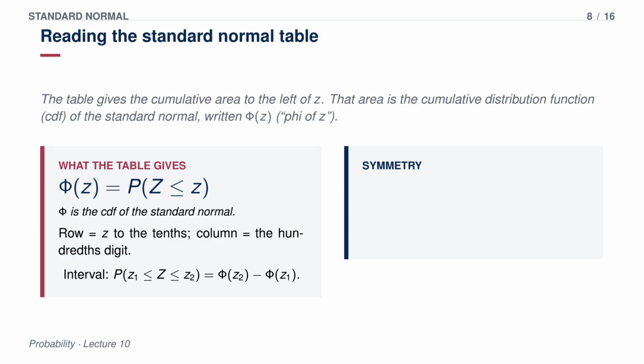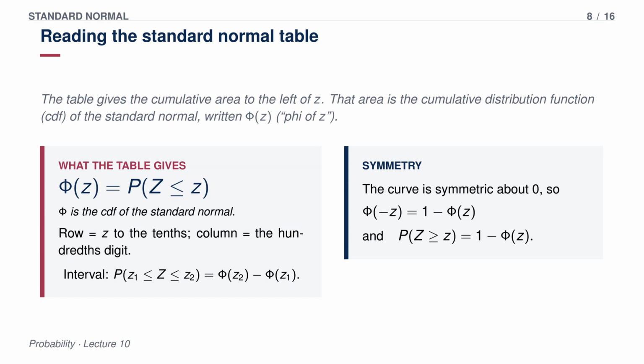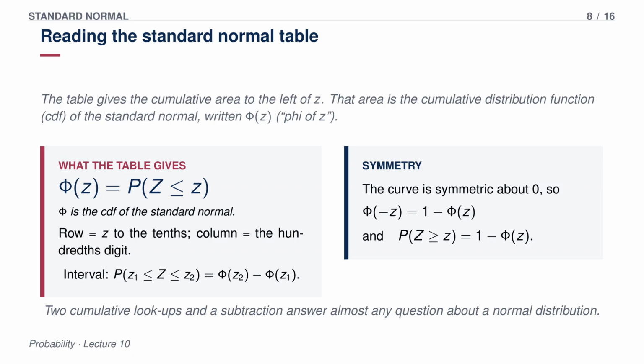And because the curve is symmetric about 0, two shortcuts. Phi of minus z is 1 minus phi of z, and the area to the right, P of Z at least z, is also 1 minus phi of z. So really, two cumulative lookups and a subtraction answer almost any question about a normal distribution. That's the whole skill. Two lookups and a subtraction. That's it. Let's actually find a value in the table.